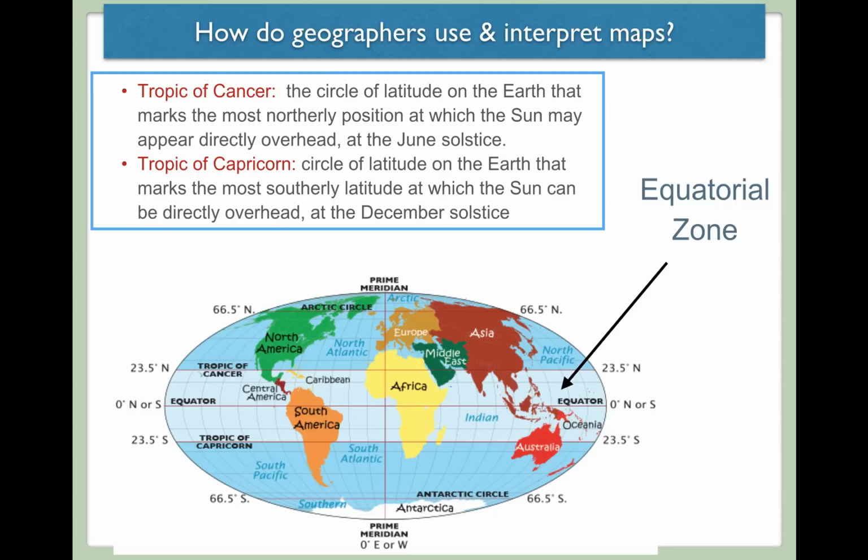The equatorial zone, to bring this all back together, is going to almost always experience direct sunlight, and the Tropic of Cancer and Tropic of Capricorn are measurements at the latitude at which the sun most directly appears overhead. So they're experiencing the most direct sunlight during the June and December solstice. Lots of information to ultimately make the point that the low latitudes, the equatorial zone, is the area of the Earth that most directly experiences sunlight, and therefore, of course, is the warmest.